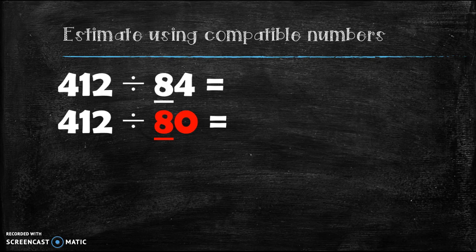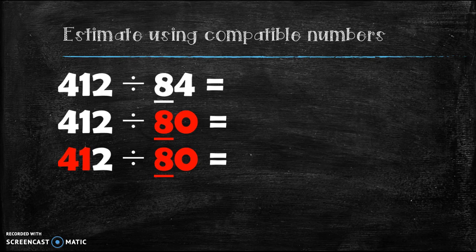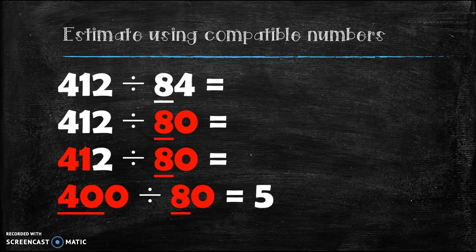Now we have to look at that number 412 and try to find a compatible number that will make it easier for you to divide in your head. So we need to start thinking about multiples of 8. What can we multiply by 8 to get a number that's close to 41? Well, 8, 16, you can go through the multiples that way, or you can just know your multiplication facts and know that 8 times 5 is 40. It's not exactly 41, but it's pretty close, and it's a lot easier to divide mentally. So we are going to change the 412 to 400, and we know that 8 goes into 40 5 times.